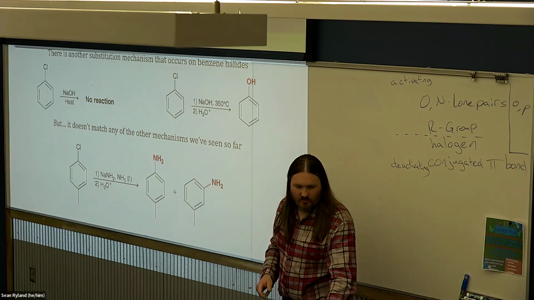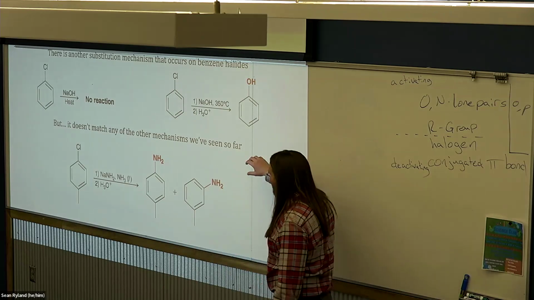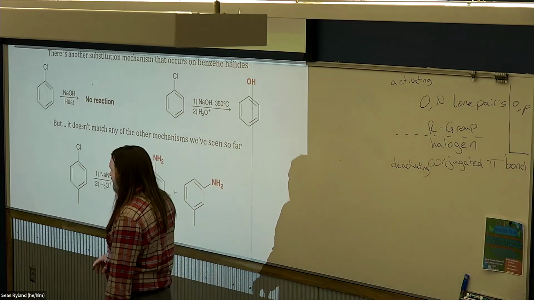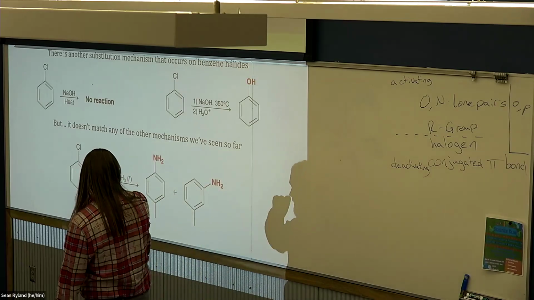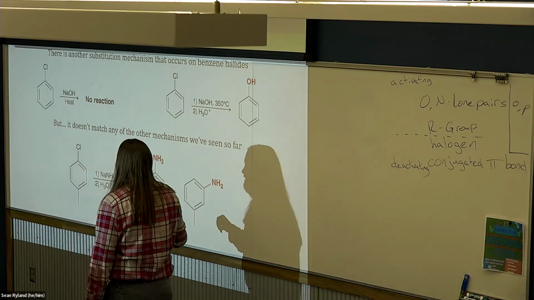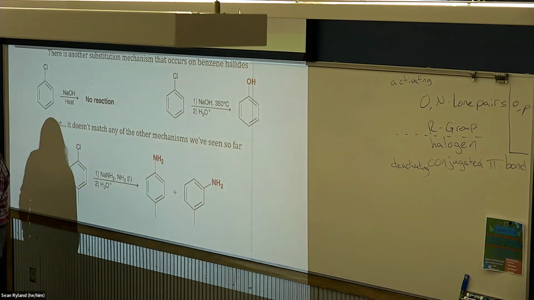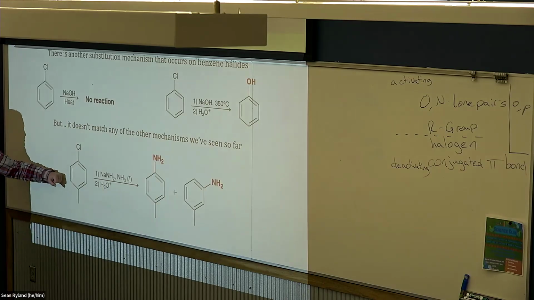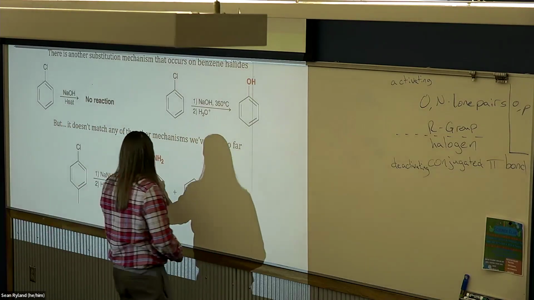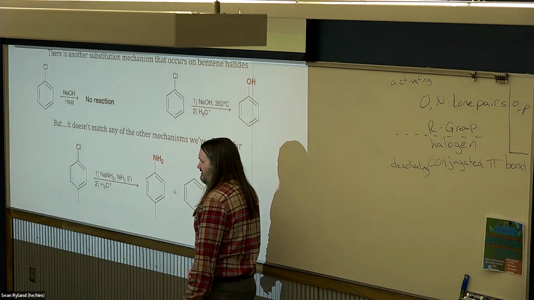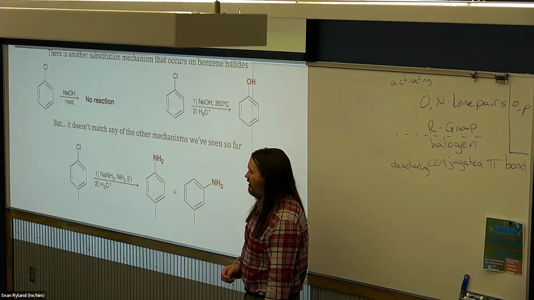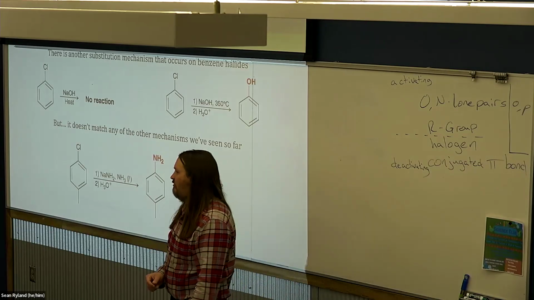Right, and the reason that this works, the reason that the mechanism is different, is that it can't just be a regular electrophilic aromatic substitution. Because if we do this on a chlorotoluene, instead of just benzene, we get two different products, but they're not ortho para. So all of our mechanisms so far, it's either ortho para or it's meta. This one allows us to get the para product and the meta, which is weird. Tells us that something different must be going on.